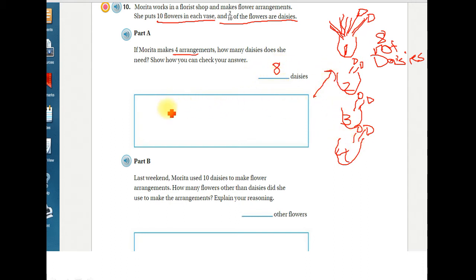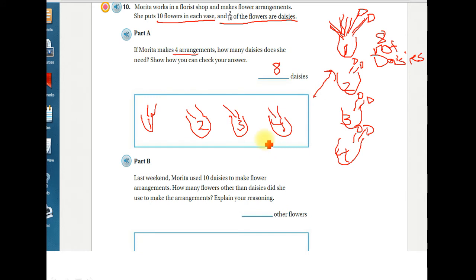So really, if you did your drawing in here, let's say you did them like this, here's your arrangements, 1, 2, 3, 4. Same idea, 2 are daisies, 2 are daisies, 2 are daisies, 2 are daisies. Okay, so I've checked my answer already.